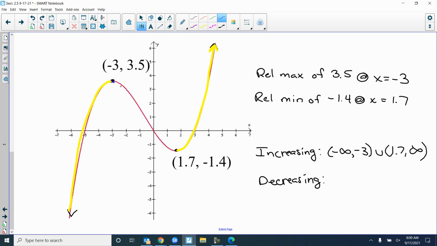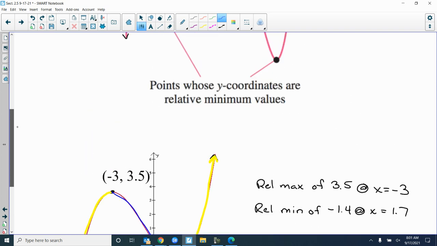In between there is decreasing. So that is from -3 to 1.7. It's not constant anywhere. Okay, you don't have a horizontal line. So you get increase, you get decrease. And obviously we can have more than one interval where it's increasing, more than one interval where it's decreasing for that.